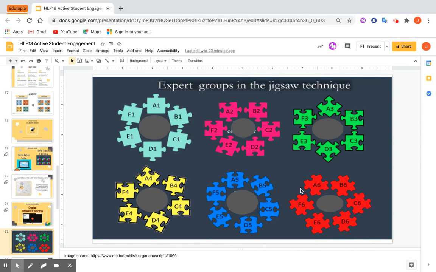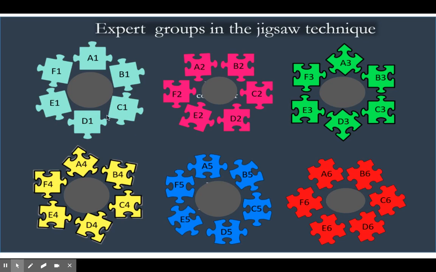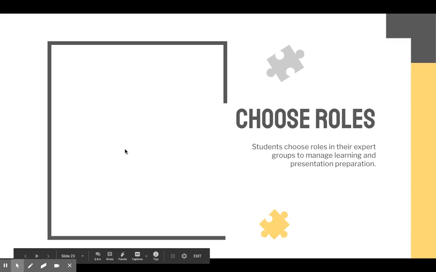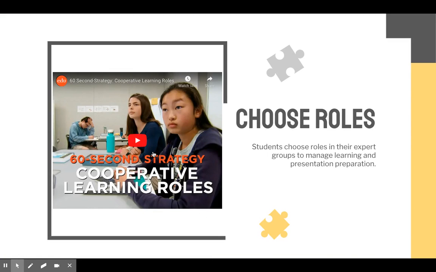But what about in class? Here in the expert group, the students will choose roles and get their job done, complete their task. So how do they choose roles? Well, here's a quick video, 60 seconds, to show how students choose roles in their expert groups to manage learning and presentation preparation.